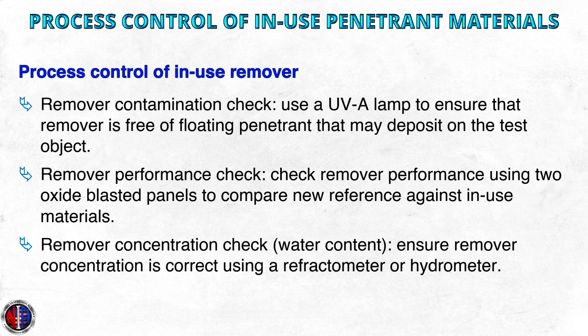Process control of in-use remover. Remover contamination check. Use a UVA lamp to ensure that the remover is free of floating penetrant that may deposit on the test object. Remover performance check. Check remover performance using 2 oxide blasted panels to compare new reference against in-use materials. Remover concentration check for water content. Ensure remover concentration is correct using a refractometer or hydrometer.